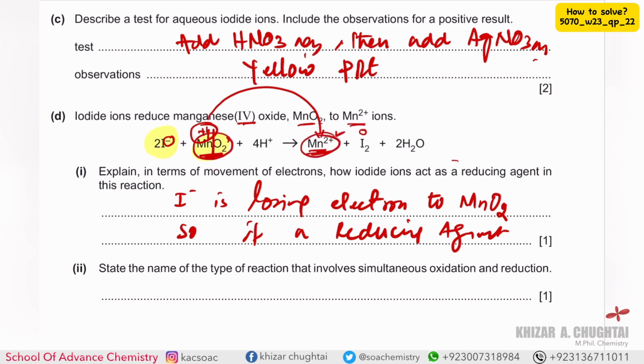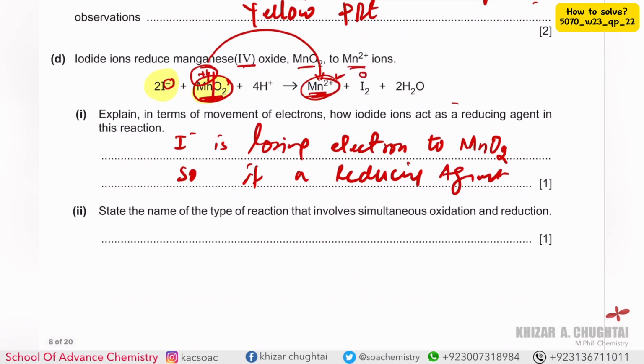The next portion: state the name of the type of reaction that involves simultaneous oxidation and reduction. If oxidation and reduction both are happening simultaneously in a reaction, then overall that reaction is said to be a redox reaction. So it is a redox reaction.